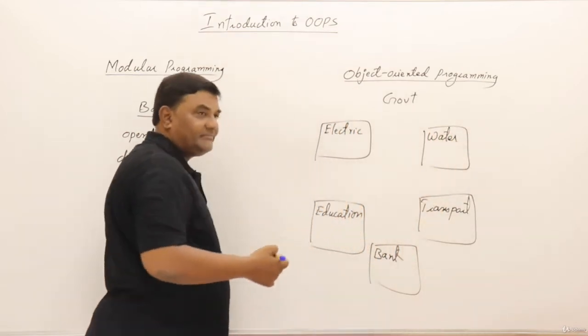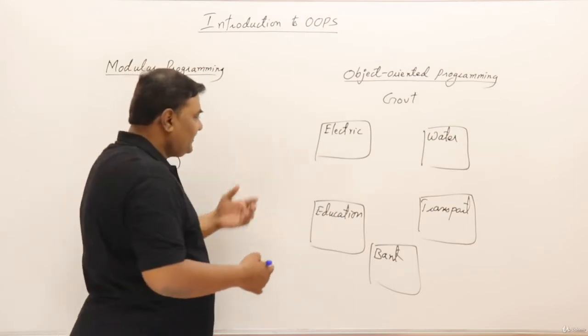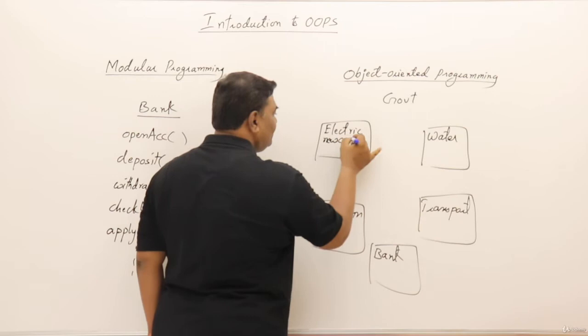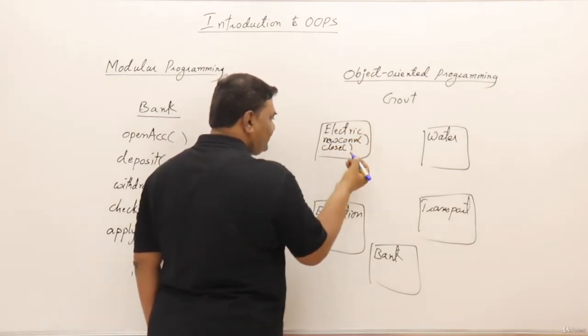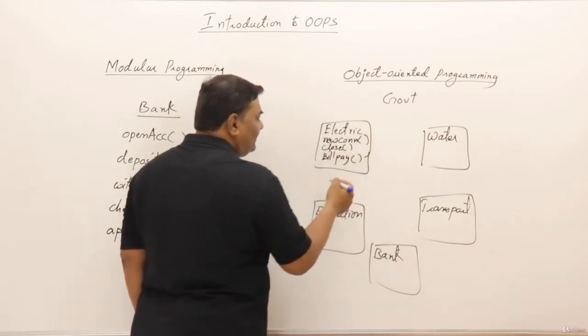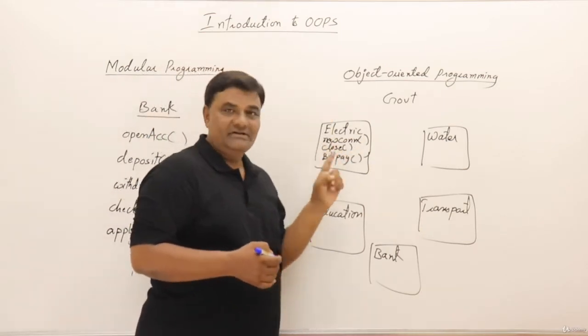So all these are departments. Now what you can do in this department as a user, you can apply for a new connection, or you can close your connection if you have extra connections, or you can make a bill payment. Then what are these? These are functions belonging to this department.